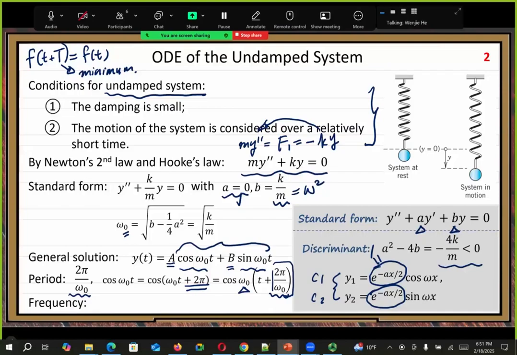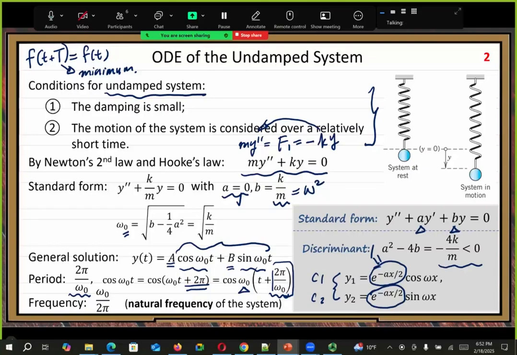So the frequency, that's omega 0 over 2 pi. This frequency concept in this system is important. Here we have its formula, the frequency formula. And this frequency we give a name: the natural frequency of the system. The system has its natural frequency.